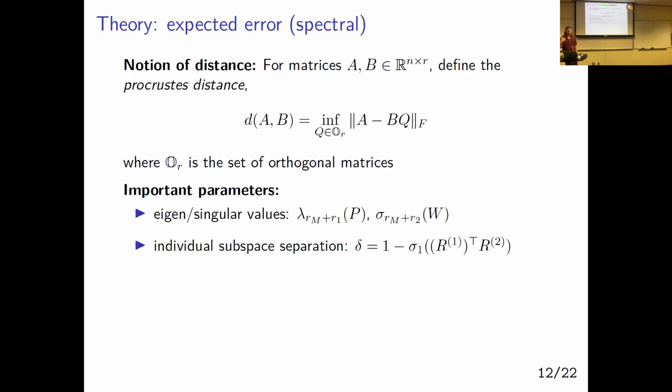So, signal strength. The next parameter that has a really nice geometric interpretation is the individual subspace separation. This is the separation between the individual subspaces, script R1 and script R2. All you need to know is this is between 0 and 1. 0 means that they're touching. 1 means that they're orthogonal.